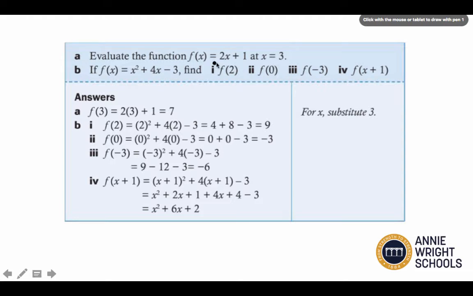So look at part A, f of x equals 2x plus 1. That looks familiar. And there's f of 3 equaling 7. Take a look at f of x equals x squared plus 4x minus 3. You can substitute in 2. Notice everywhere they substitute in 2, they use a parenthesis, collect like terms, simplify, get 9. Plug in 0, get negative 3. Plug in negative 3, you have to be careful. Negative 3 squared is positive 9.